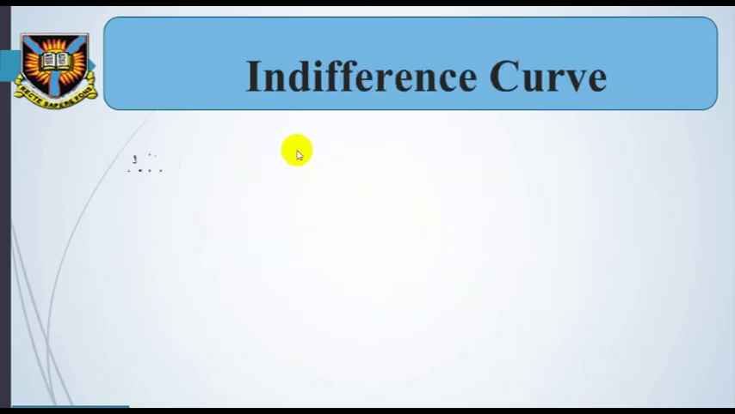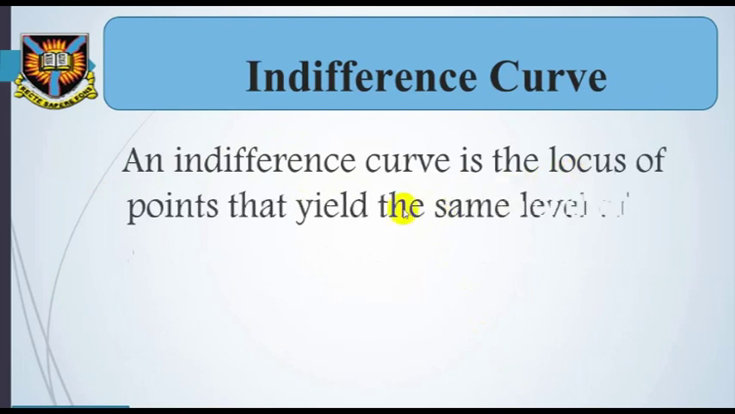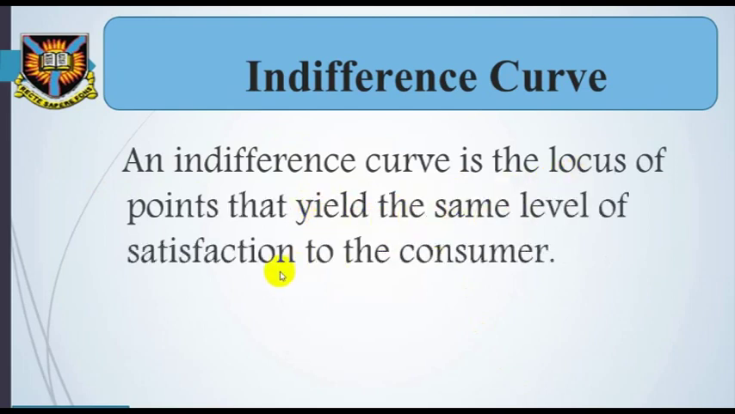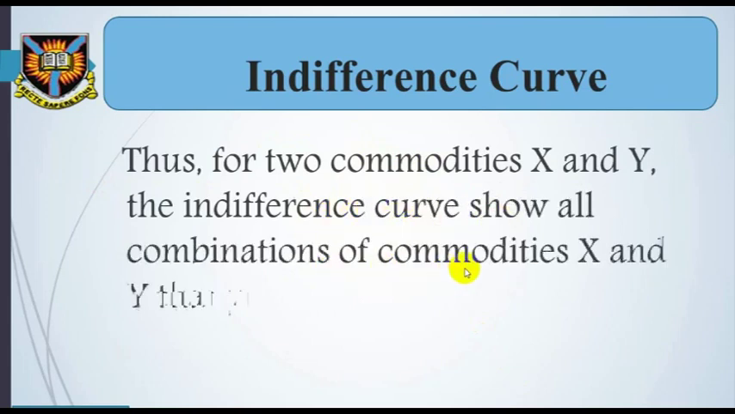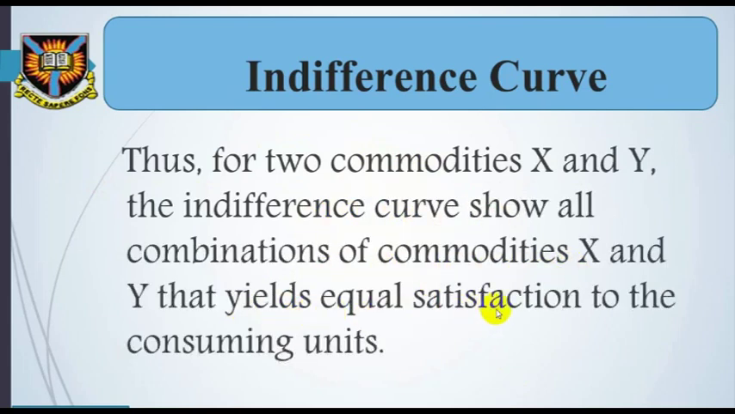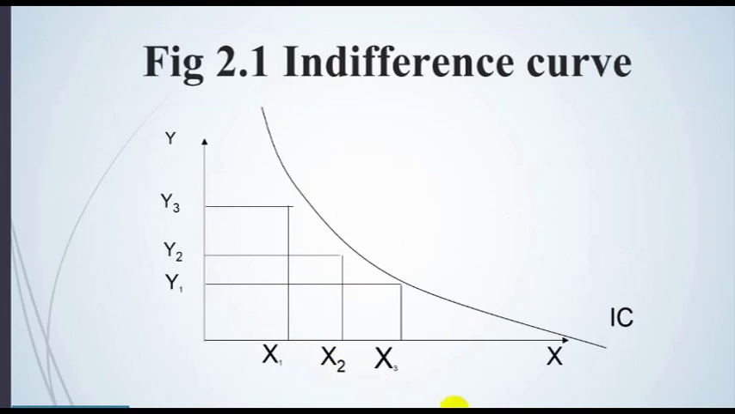Indifference curve. An indifference curve is the locus of points that yield the same level of satisfaction to the consumer. Thus, for two commodities X and Y, the indifference curve shows all combinations of commodities X and Y that yields equal satisfaction to the consuming units. This is depicted below in figure 2.1. Y-axis and X-axis. Y1, Y2, and Y3.